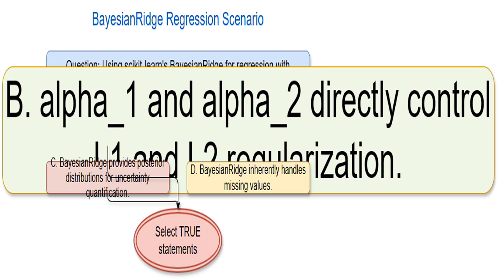This statement is false. The hyperparameters in BayesianRidge relate to the precisions of the prior distributions of regression coefficients and the intercept. They don't directly control L1, lasso, or L2, ridge regularization the way they do in lasso and ridge regression models.